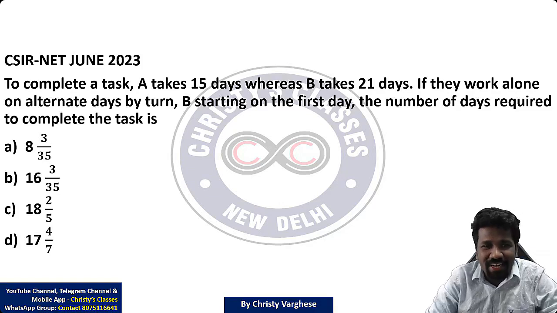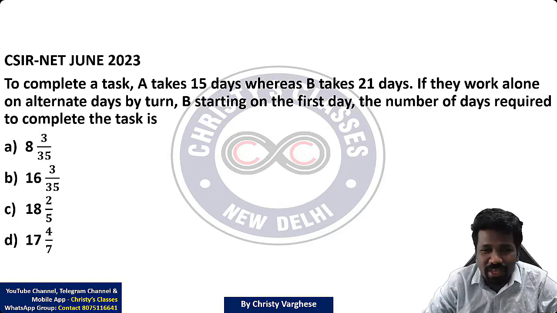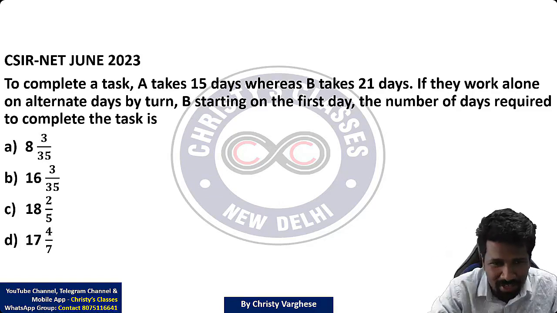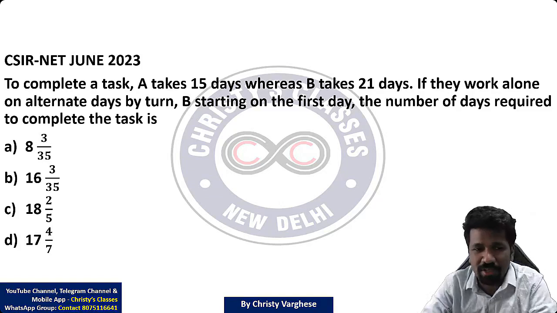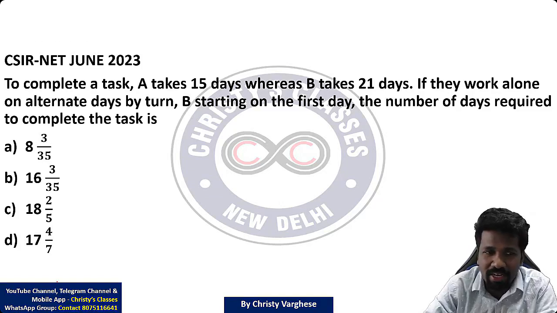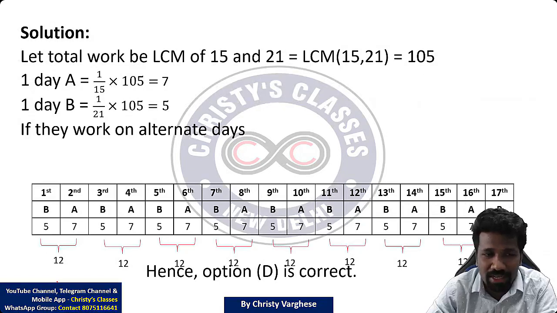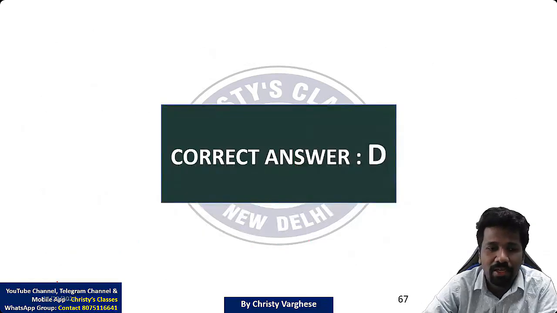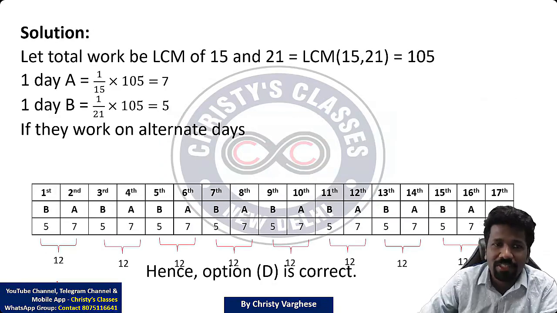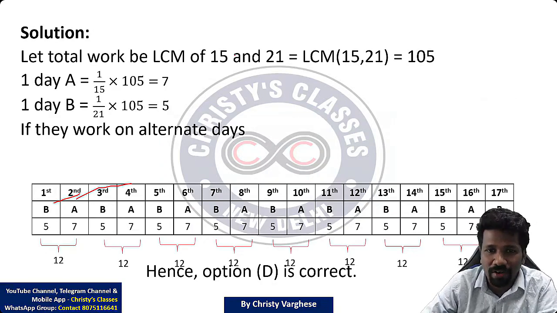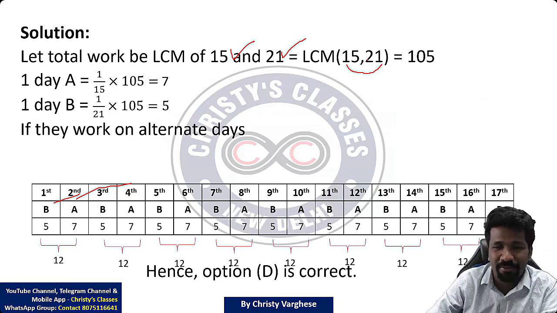To complete a task, so think that the task to be completed, I will use LCM method first. उसके बाद unitary method भी explain करूँगा. Detailed explanation unitary method का, sorry, LCM method का भी यहाँ दिया है. So I will explain it. So first take LCM of 15 and 21 as the total work. 15 and 21 का LCM कैसे find करना है? Check out my previous lectures.